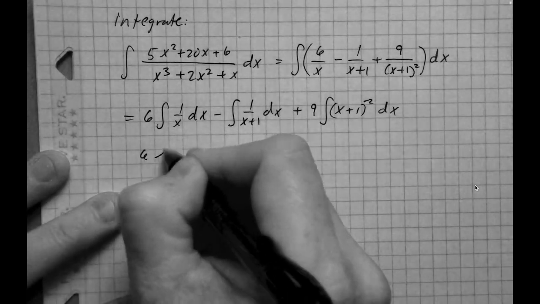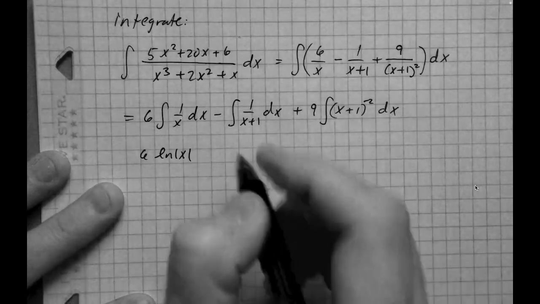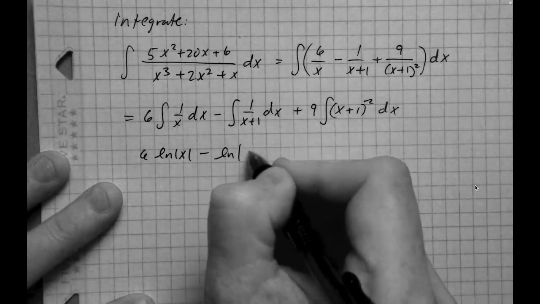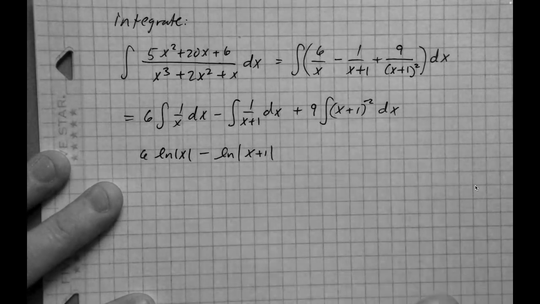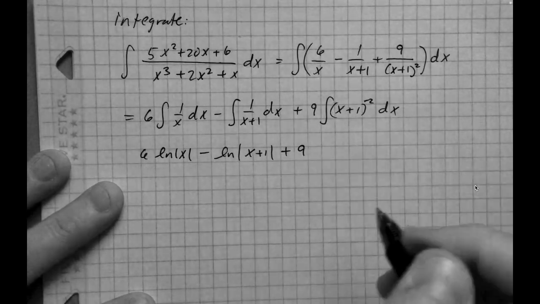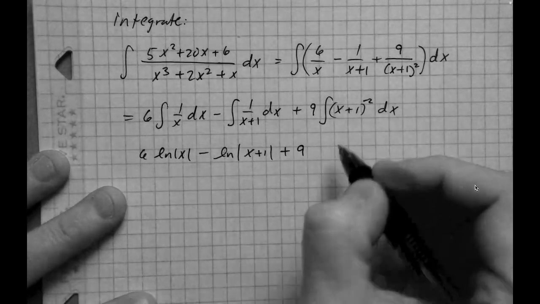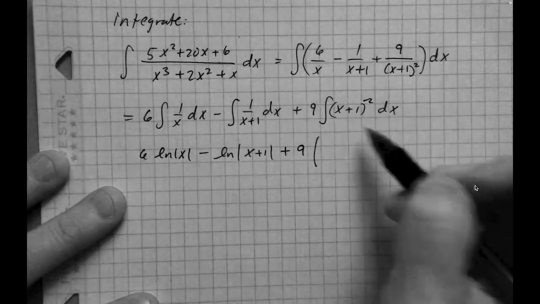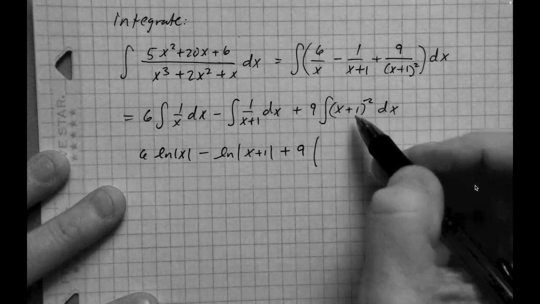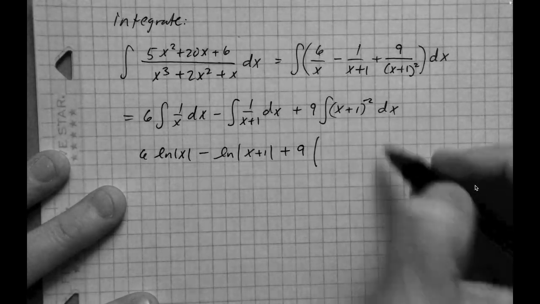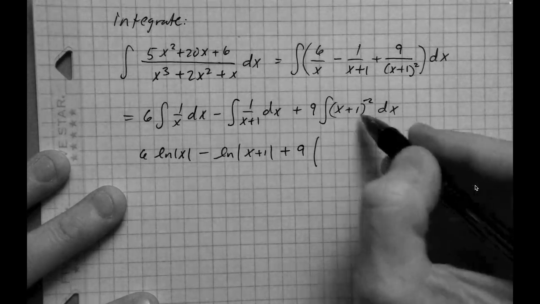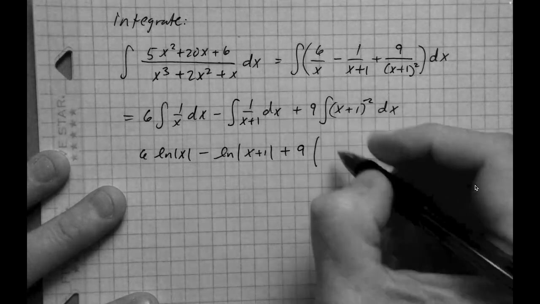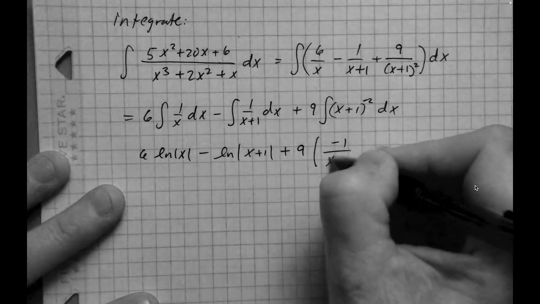So this is 6 times the natural log of the absolute value of x minus the natural log of the absolute value of x plus 1. And then this one over here will be plus 9 times, now this is like u to the negative 2, right? So that'll be u to the negative 1. So, well, divided by negative 1. So it'll be negative 1 over x plus 1.